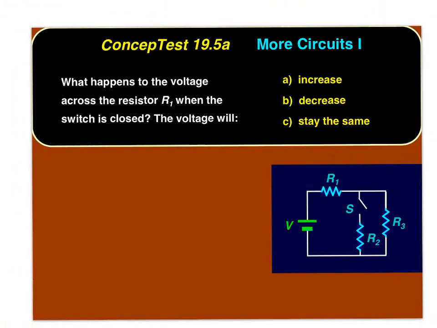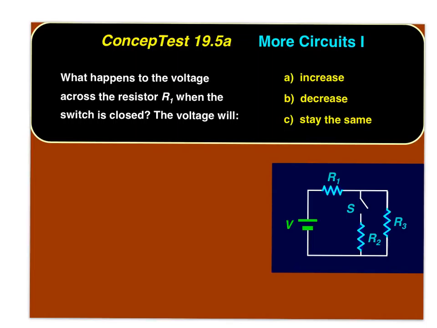Alright, what happens to the voltage across the resistor R1 when the switch is closed? So here's an open switch, meaning the current's going to go like this, through this one and this resistor. And then when the switch is closed, all of a sudden there's this parallel path. Part of the current goes this way, part of the current goes this way. So what happens to the voltage across resistor R1 when the switch is closed? The voltage will.